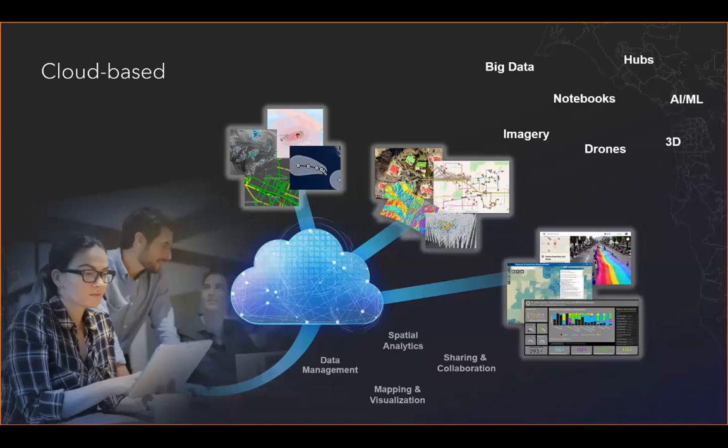Imagery, we can stream imagery services. We can do analytics on imagery services. We can host imagery services in the cloud, whether it's in AWS or other cloud providers. So again, lots and lots of things these days are cloud-based.